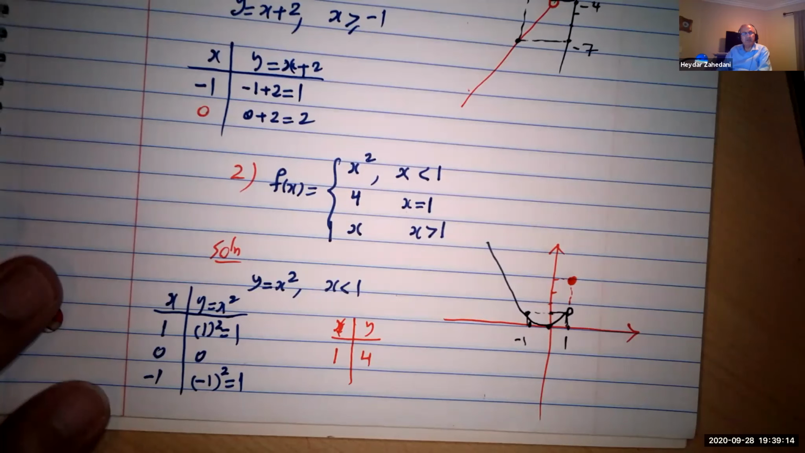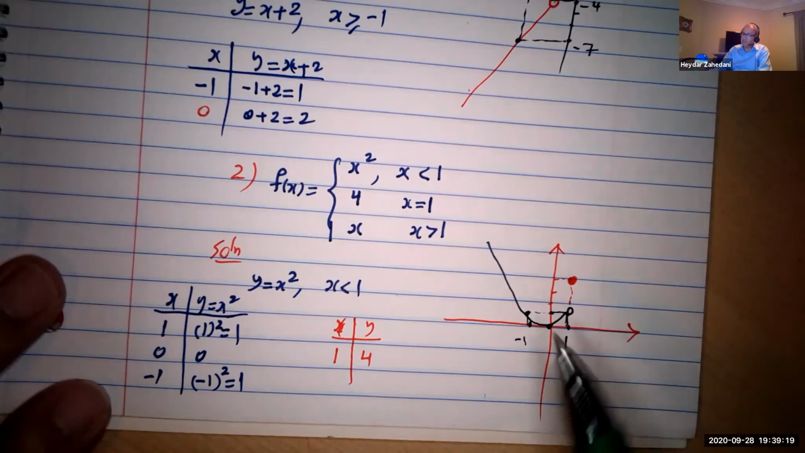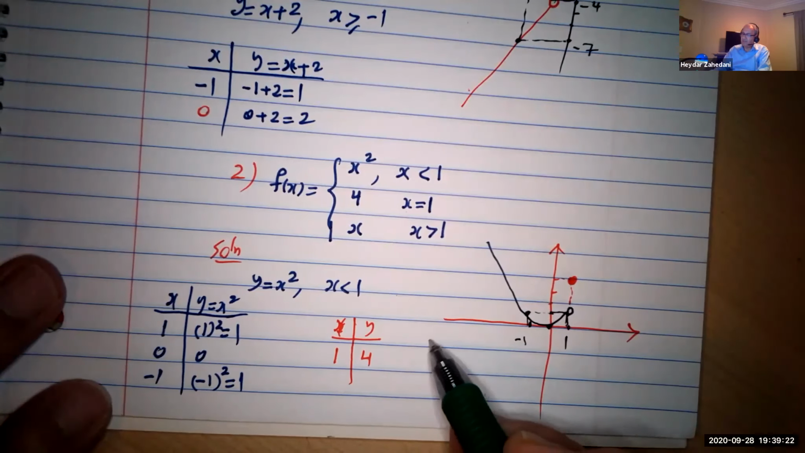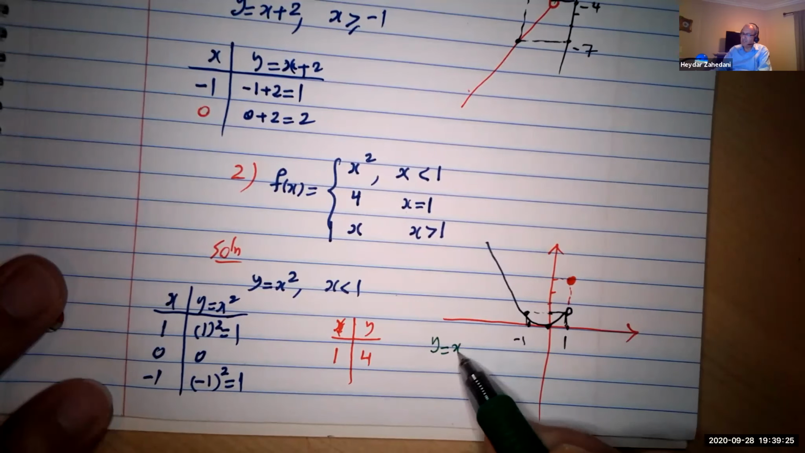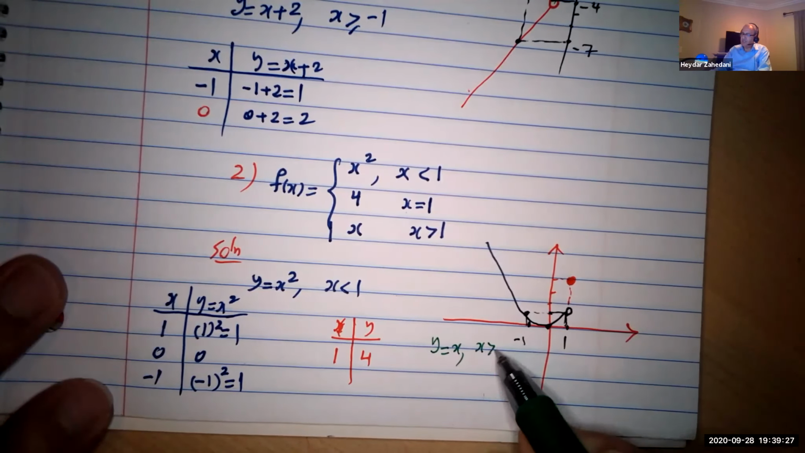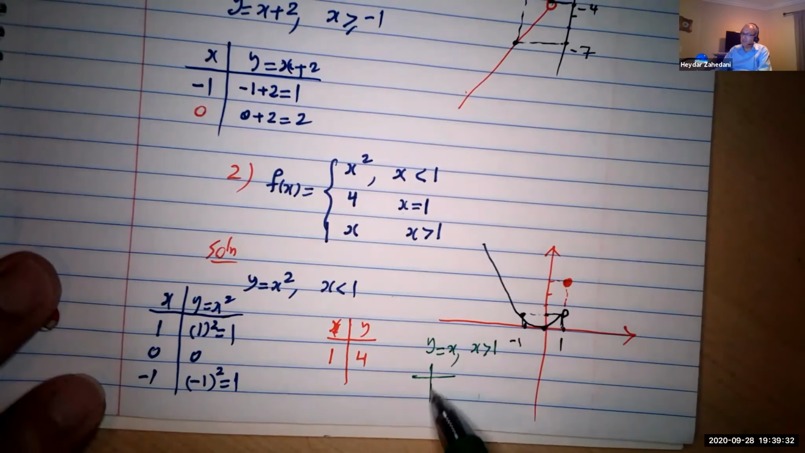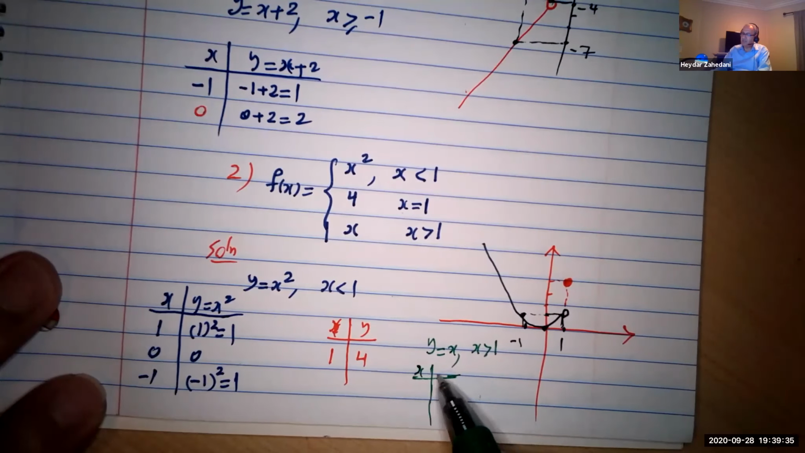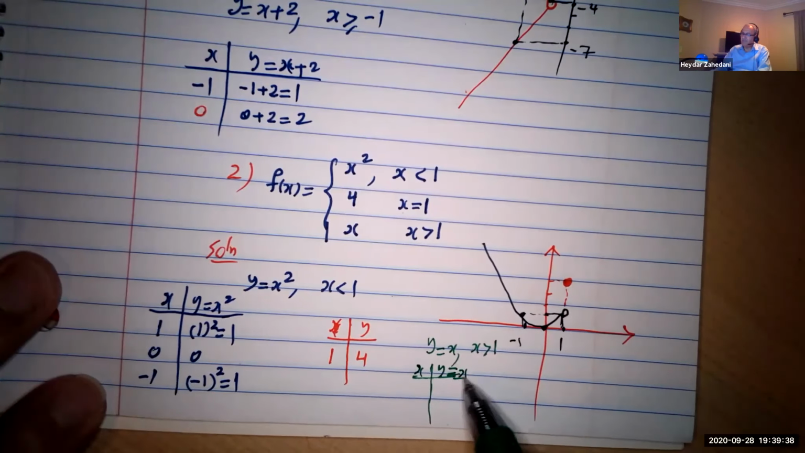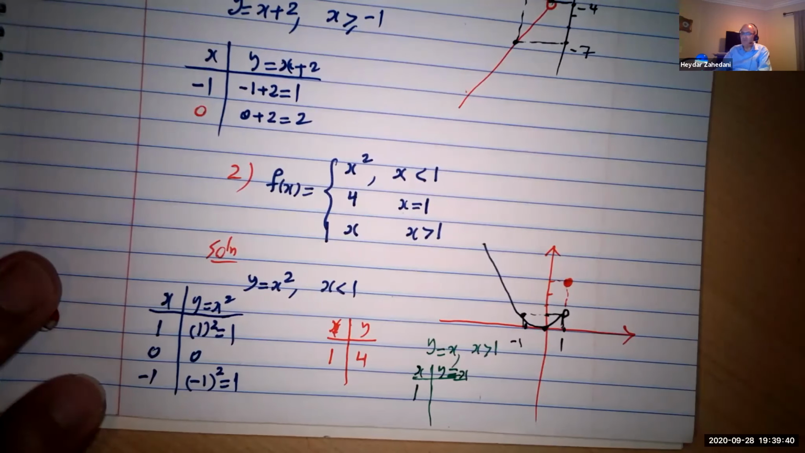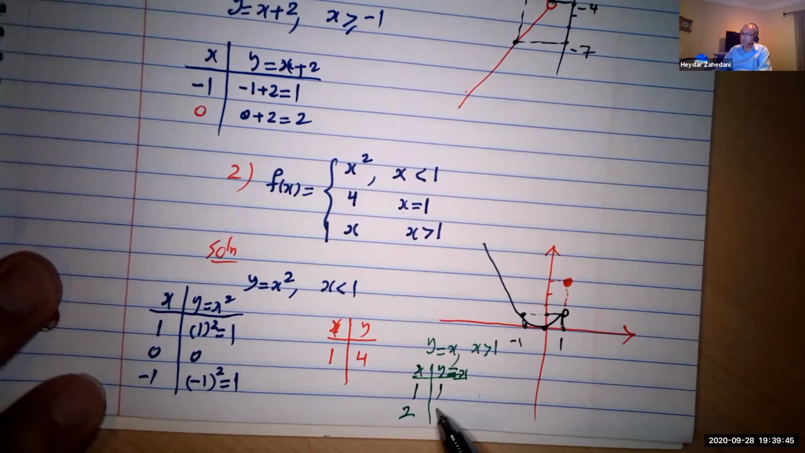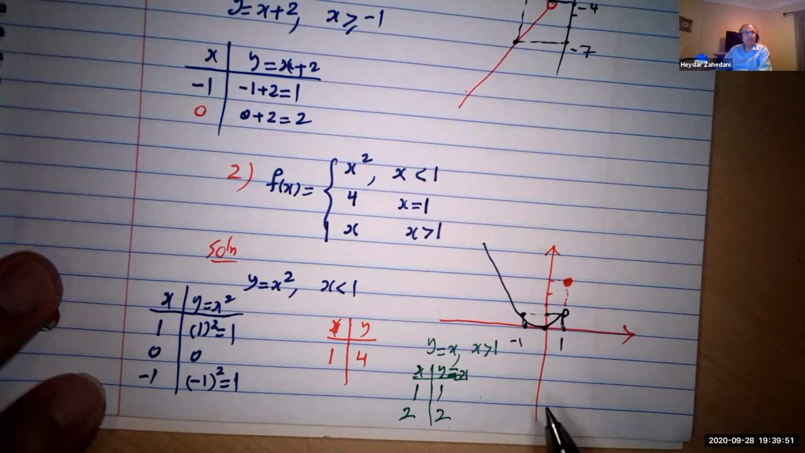Now bring the third part. What's the third part? The third part is y equal to x with the restriction that x is greater than one. So it's just a straight line, so I need a couple of points. This is going to be my x and this is going to be y, which is the same as x. I start with one, then 2. Y is equal to x, that gives you 1, that gives you 2. Okay, go back, identify these points.